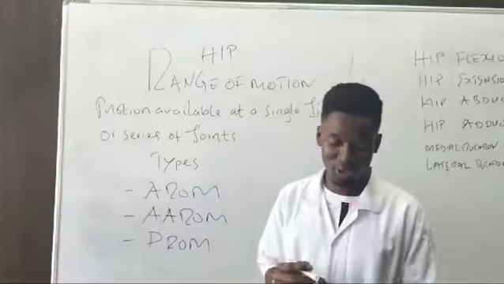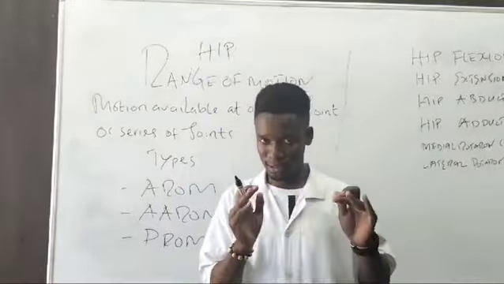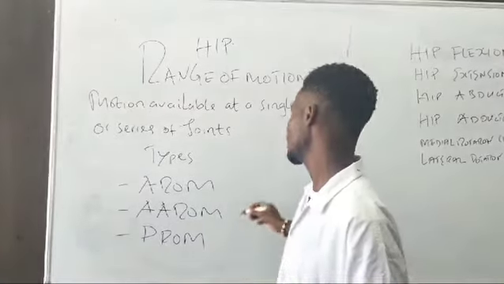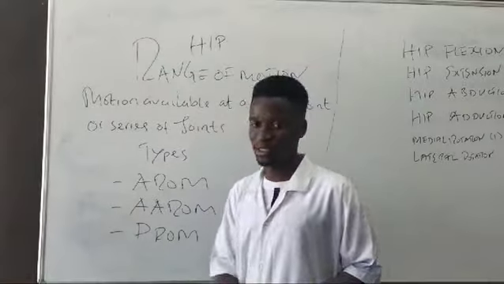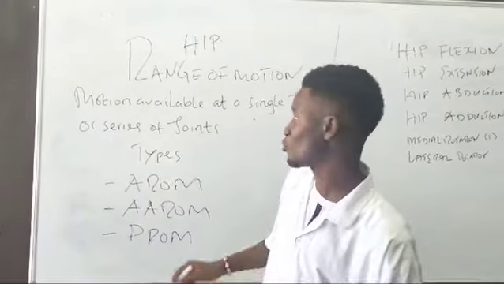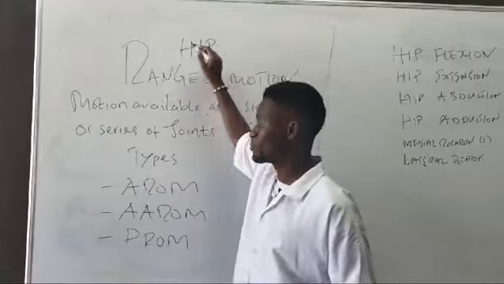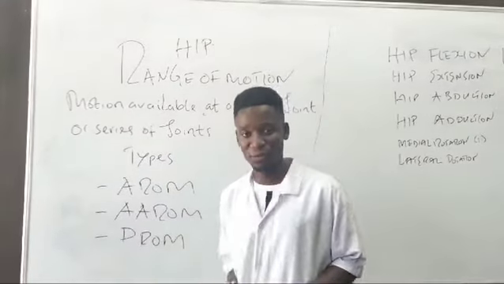What is range of motion? Range of motion is the motion available at a series of joints or a single joint. When I say a series of joints, I can mean two or more joints, but when I say a single joint, it's a range of motion based on the single joint. And I'm going to focus on the single joint of the hip. And there are many different types of range of motion.